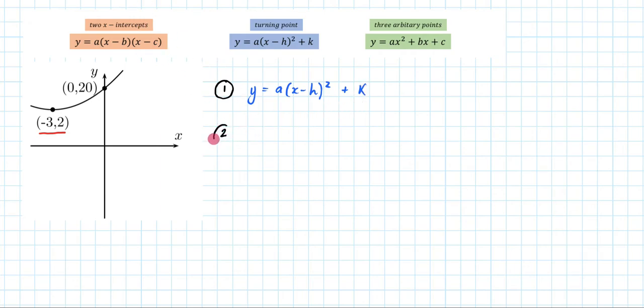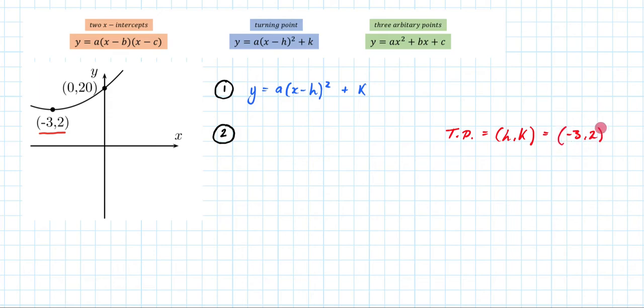Step number two will be putting in our turning point. So our turning point, when we look here at our rule, it's going to be the h and the k. The coordinate (h, k) will be my turning point. And now when we look at our graph, we can see that h will be -3 and k will be 2. So let me come over here and write a -3 and 2.